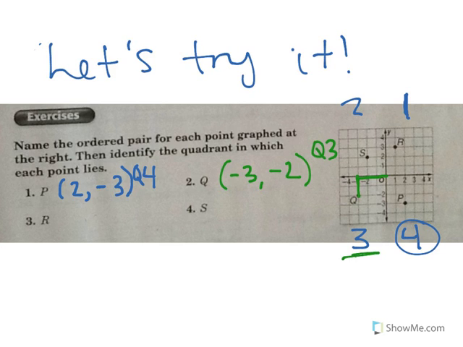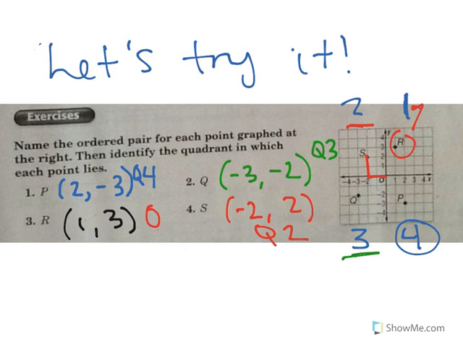And then R, I'm going to go right 1 spot, and then I'm going to go up 3 spots. Notice left and right first, up and down second. Last, I have to find S, so I'm going to go left 2 spots, and then I'm going to go up 2 spots. And then this is in quadrant 2. Oh, it looks like I forgot the quadrant for R. I know R is in quadrant 1.